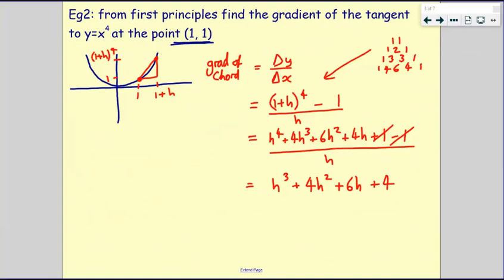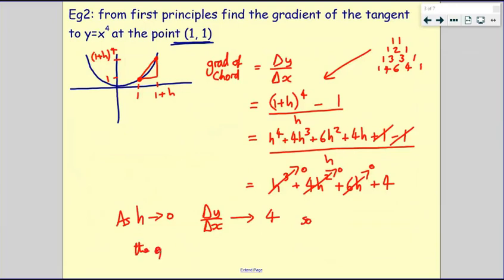So all we need to do is say as h tends to 0, as we make that triangle smaller and smaller and smaller, the chord will come closer and closer to the tangent. We can see that this becomes 0, that becomes 0, that becomes 0, and we're just left with 4. So we can conclude the gradient of y equals x to the 4 at 1 is 4.